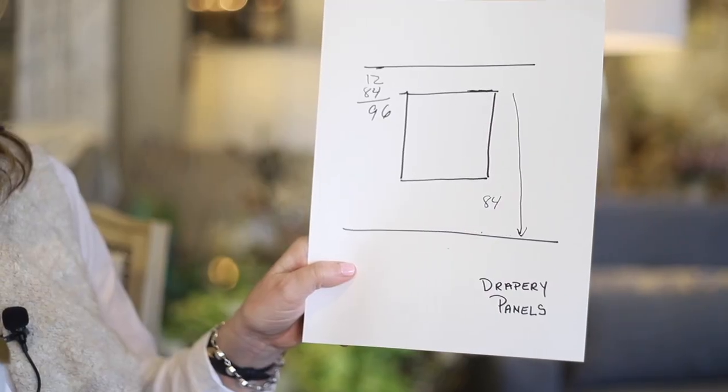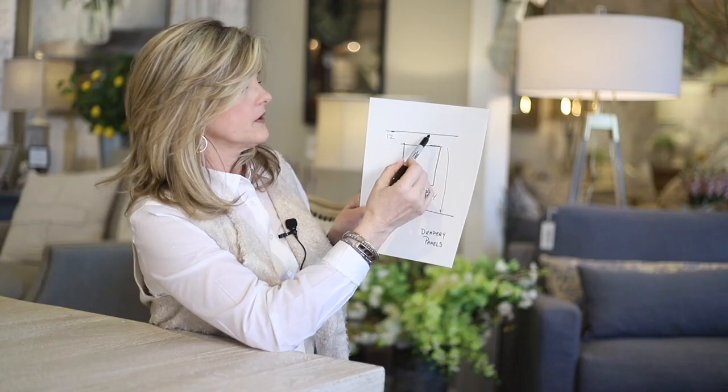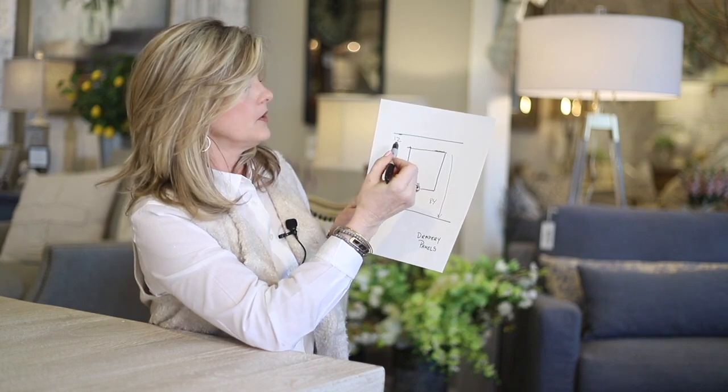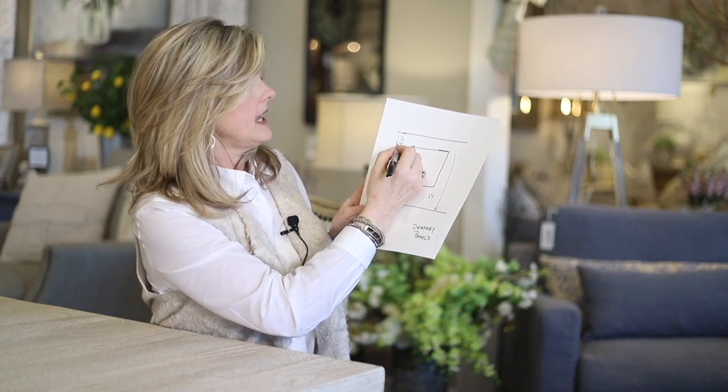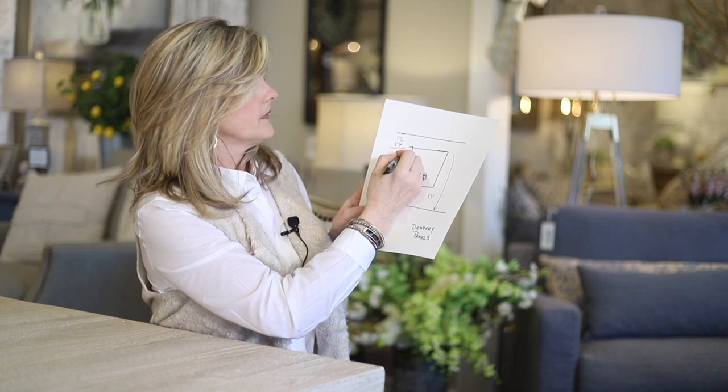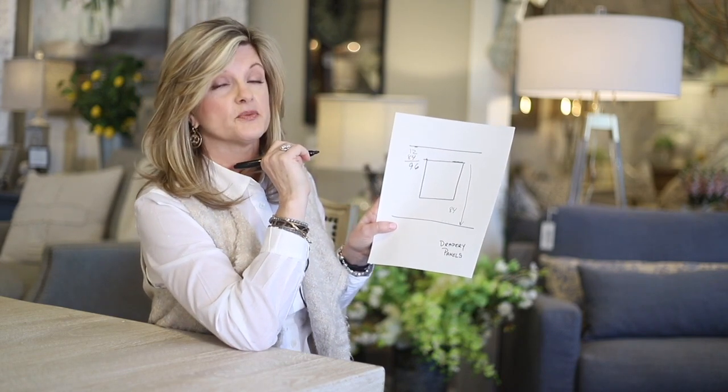So the next thing I'm going to do is figure out how high I want the curtain. If I want it to go all the way up to the crown molding, all I have to do is add 84 and 12. And that gives us 96. It's really as easy as that.